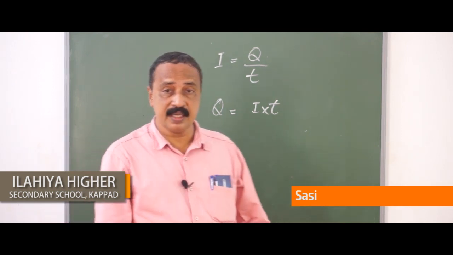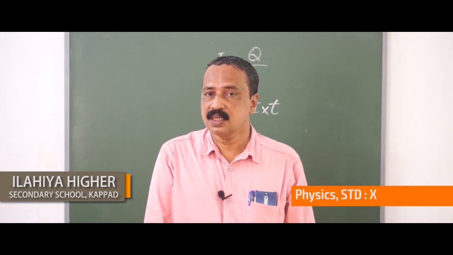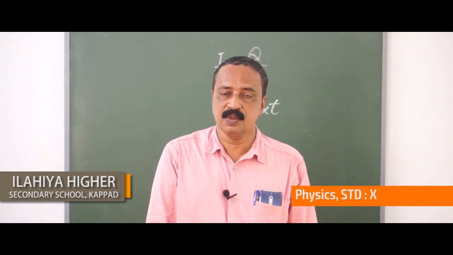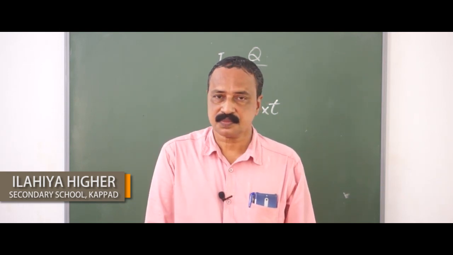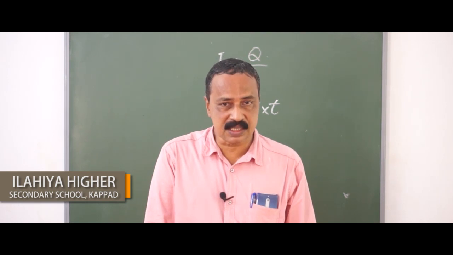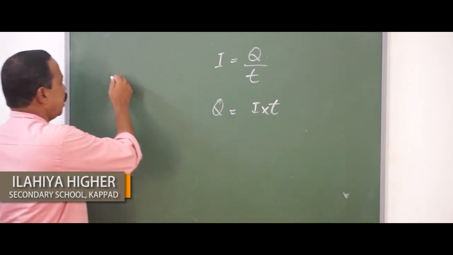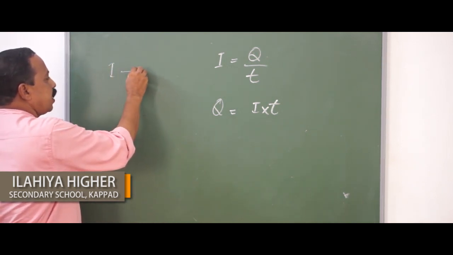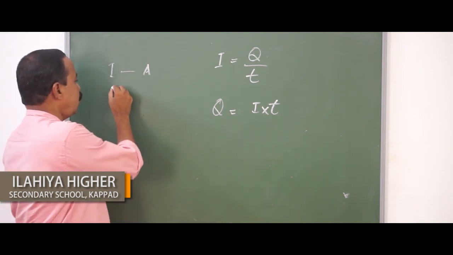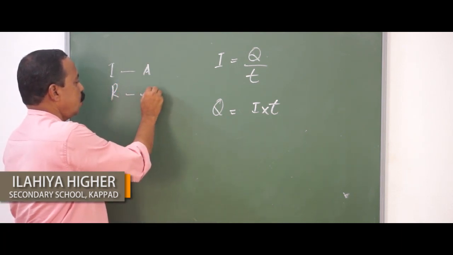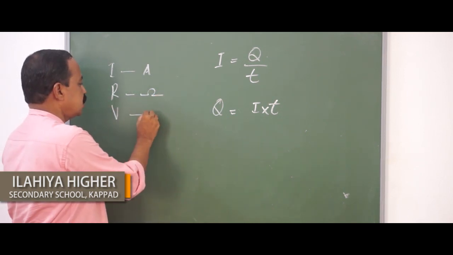What is the unit of current? Ampere. Unit of charge? Coulomb. What is the unit of potential difference? Volt. What is the unit of resistance? Ohm. Unit of current? Ampere. Unit of resistance? Ohm. Unit of potential difference? Volt.